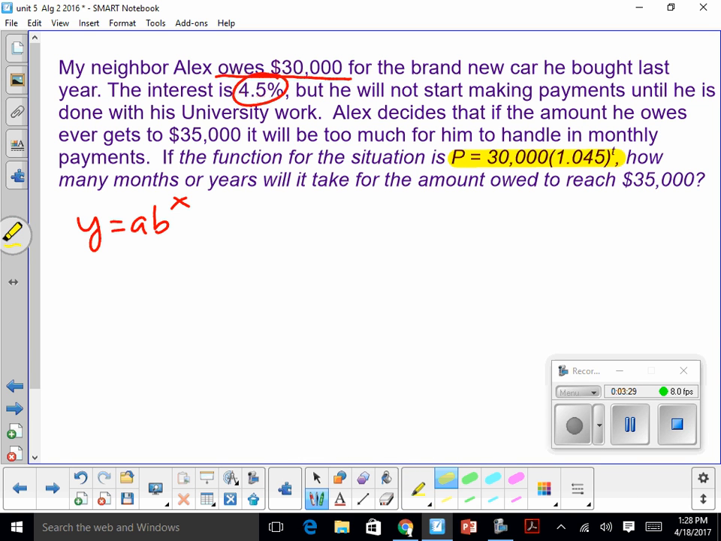How many months or years will it take for the amount owed to reach 35,000? That's what I was trying to get. If I have the equation, and I'm asked how long it's going to take to get to a brand new number, that problem looks a little something like this.